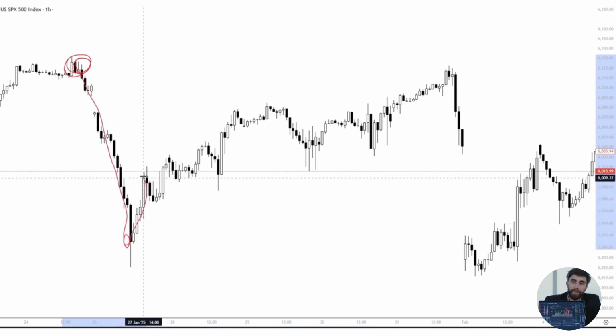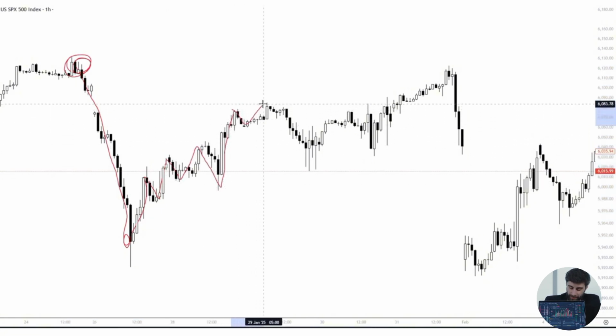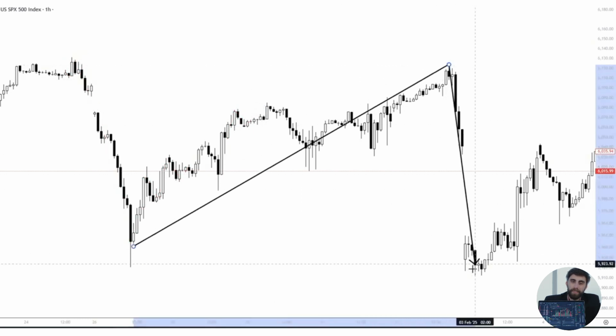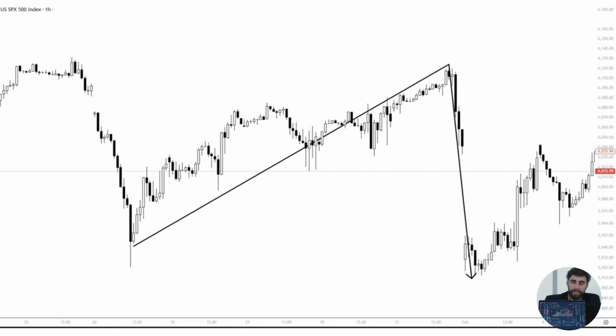Now what do we have after a continuation phase? If you've looked at my videos, you should know by now that after a continuation phase comes a pullback, and a pullback in a downtrend is a low time frame uptrend. Now this low time frame uptrend formed a local high from where the pullback ended, and we came back into a continuation phase with selling volume coming back into the market.